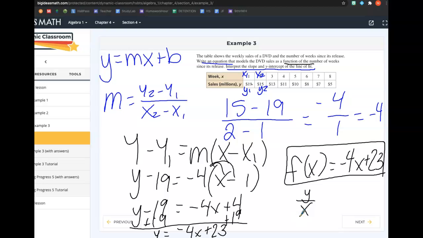What is the y label? Sales in millions. So I put sales in millions. And then what is the x label? The week. So we found my slope to be negative 4 over 1, right? Since it's a negative, do the sales go up or down? Down, like 4 million per week. It decreases, so the sales decrease $4 million a week.